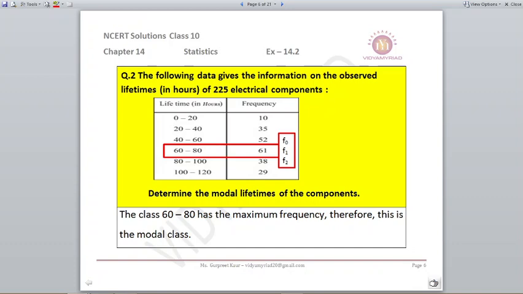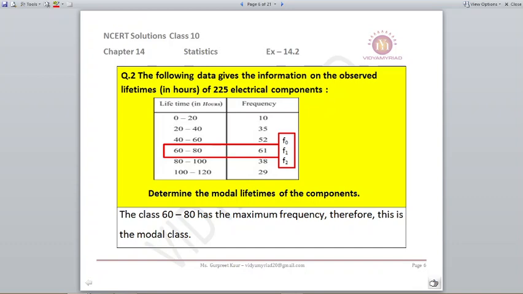Question number 2. The following data gives the information on the observed lifetime in hours of 225 electrical components. Now lifetime is given to us, table is given 0 to 20, 20 to 40. So what is H here? H becomes 20. Frequencies are given to us 10, 35, 52, 61, 38 and 29. Which is the maximum, highest frequency? 61. So my modal class is 60 to 80.